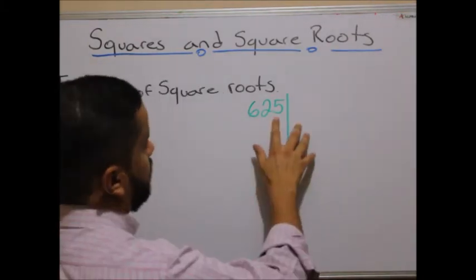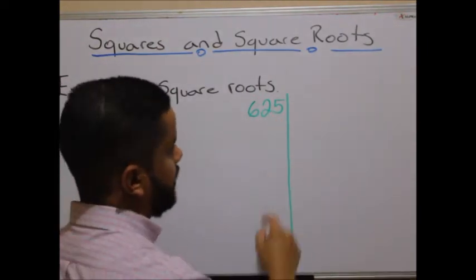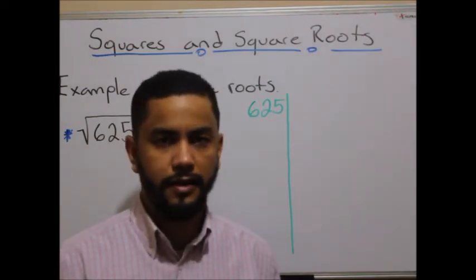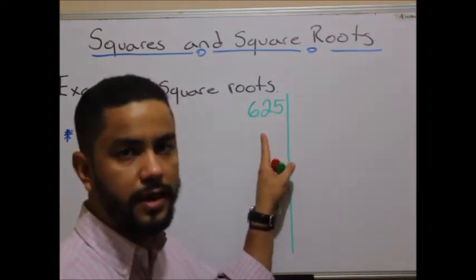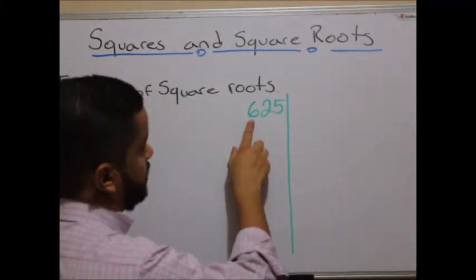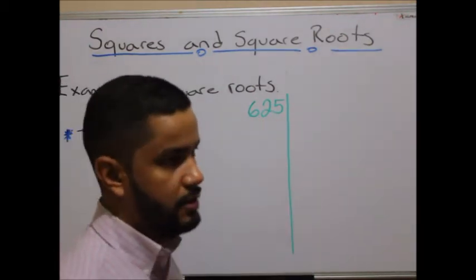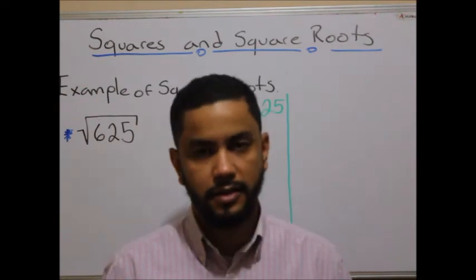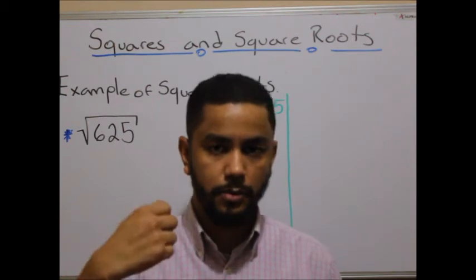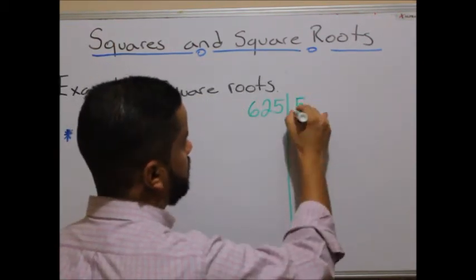Now, let's see. Our number ends in 5, so it isn't divisible by 2. So we jump to the next one, which is 3. How do we find out if this number is divisible by 3? We add all its digits. 6 plus 2 is 8. 8 plus 5 is 13. And 13 is not a multiple of 3. So we jump to the next one, which in this case is 5. So we write here 5.